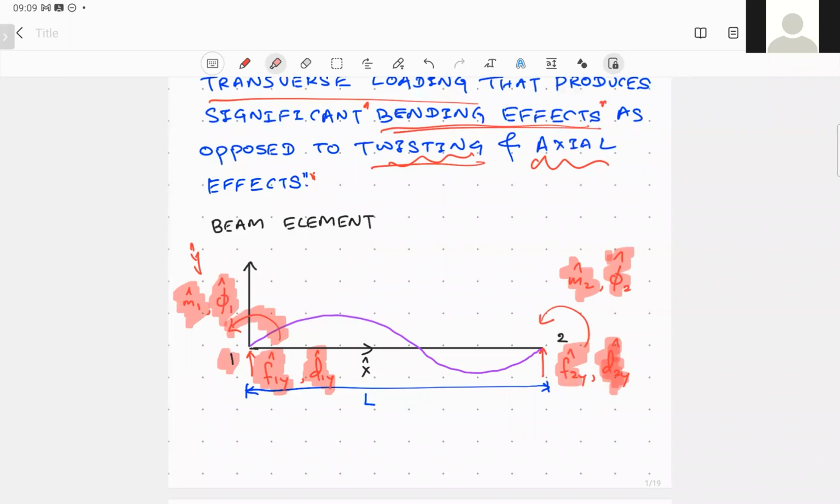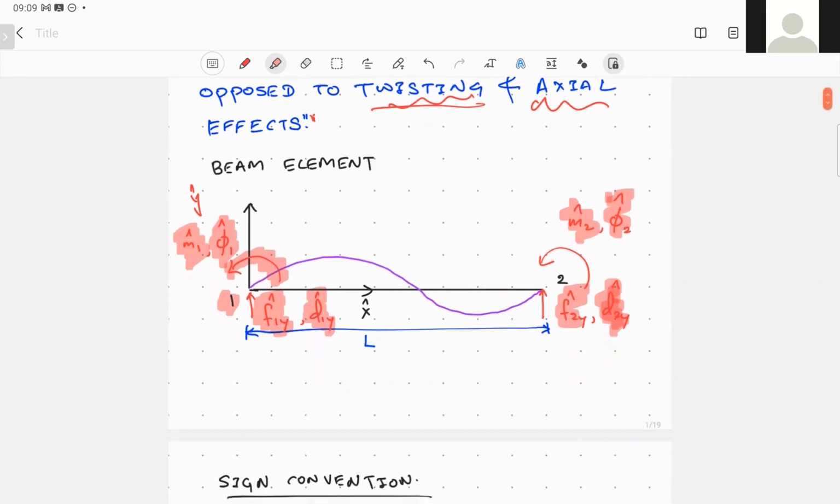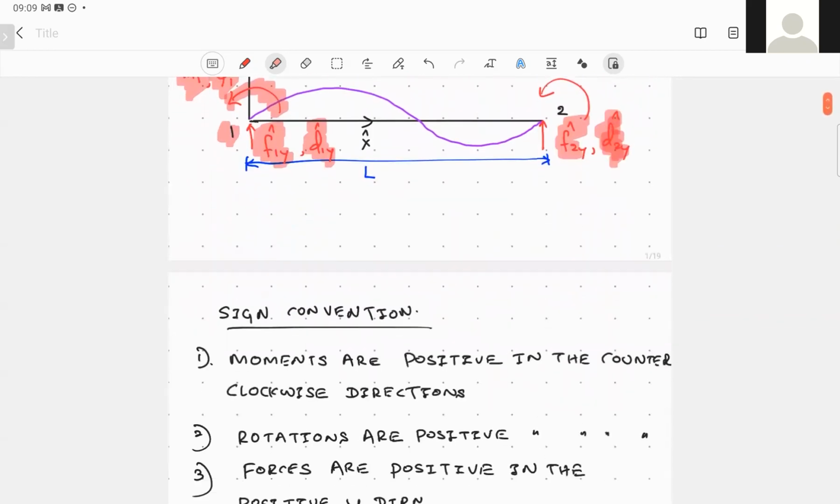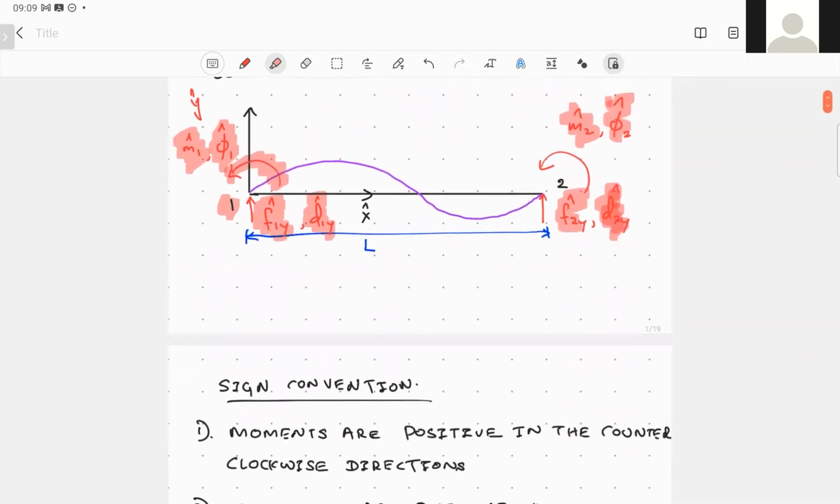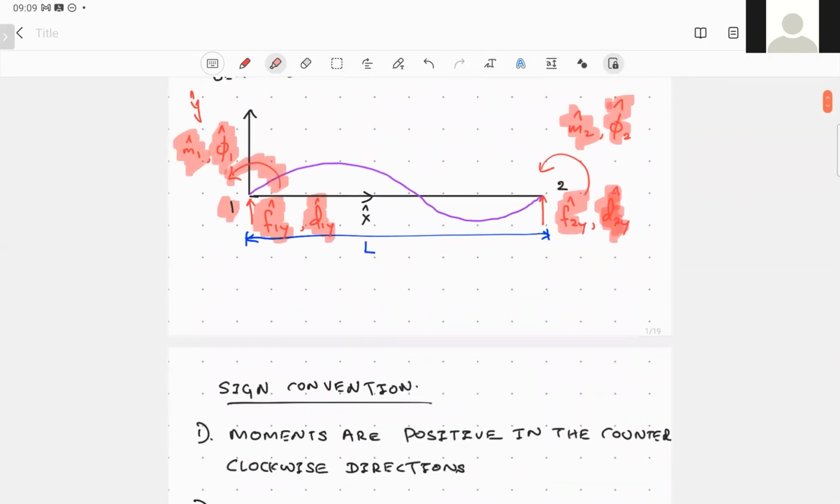Here it is important to note that we have omitted the axial effects, the axial deformations, and we assume that the bar is more subjected to transverse displacement than axial displacements. So when we consider this beam element, there's a sign convention that we need to follow.